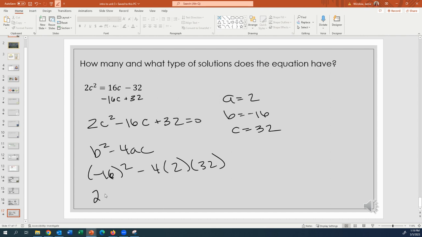This is 256 minus 8 times 32 is 256. And you get 0. So the discriminant is actually exactly 0. That means it's going to touch the x-axis. So let's look.